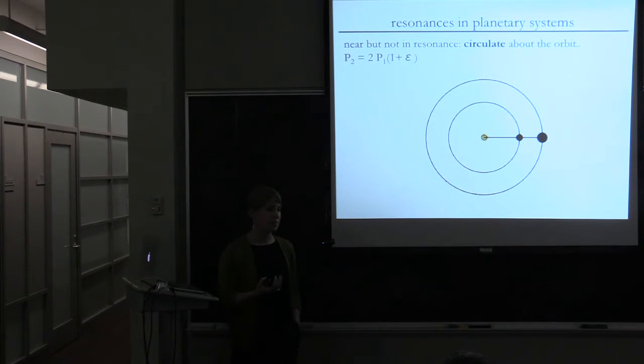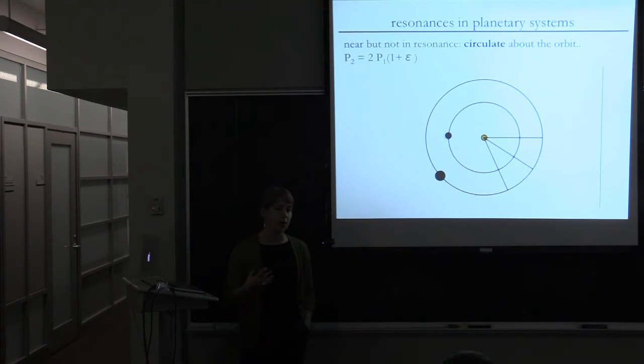More generally, if you have a system that's not exactly at the right period ratio, but just slightly offset from it by an amount epsilon, then where the planets meet each other and where they're interacting circulates slowly about the orbit, but still you have this coherent addition of small perturbations, and that gives you an observable effect.